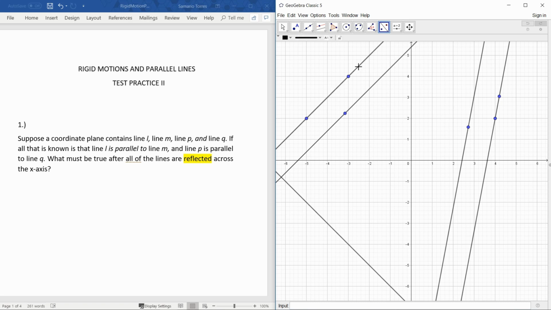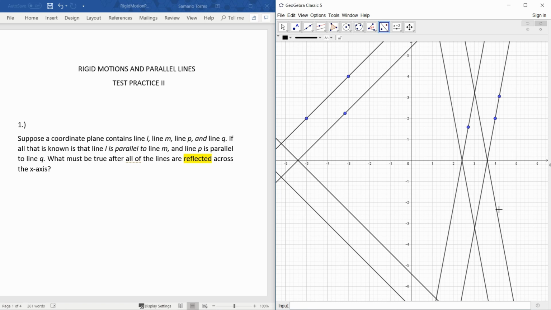Here I just reflected this line about the x-axis like it told me to. And now I'm going to reflect this line across the x-axis. So now as you can see, I took both of these lines and reflected them. There's like a mirror here now. But the question says all lines, so all of the lines need to be reflected across the x-axis. So let's reflect these two over the x-axis also. We'll click it and click the x-axis, and we'll click this one and click the x-axis again.